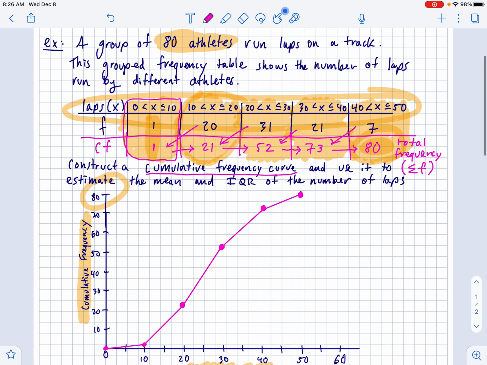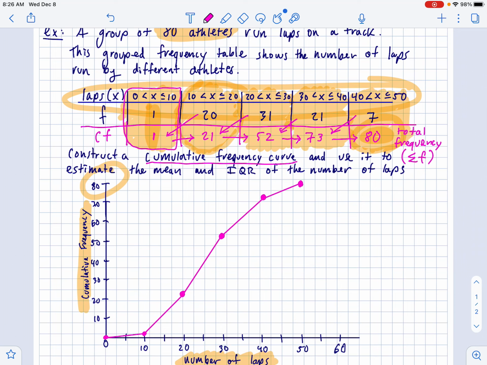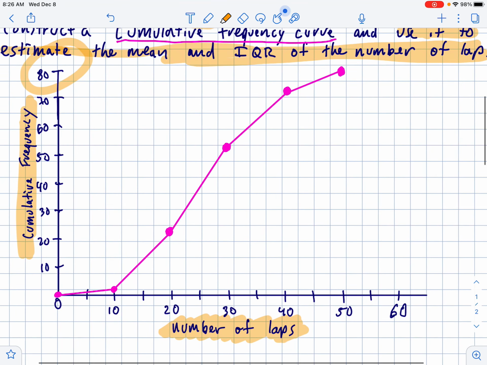Now, the last part that I did not write down. Oh, no, I did write it down. It says right here: use it to estimate the mean and IQR of the number of laps. So we need to figure out the mean and the interquartile range from this graph.